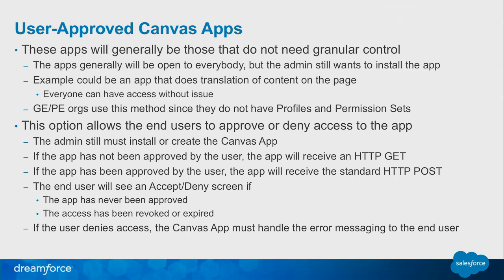A key thing to note here is that Group Edition and Professional Edition orgs have a really hard time using admin approved because they don't have profiles and permission sets. So you can install the app, but you can't then assign it to users. So this was really the way that we could extend to Group Edition and Professional Edition.